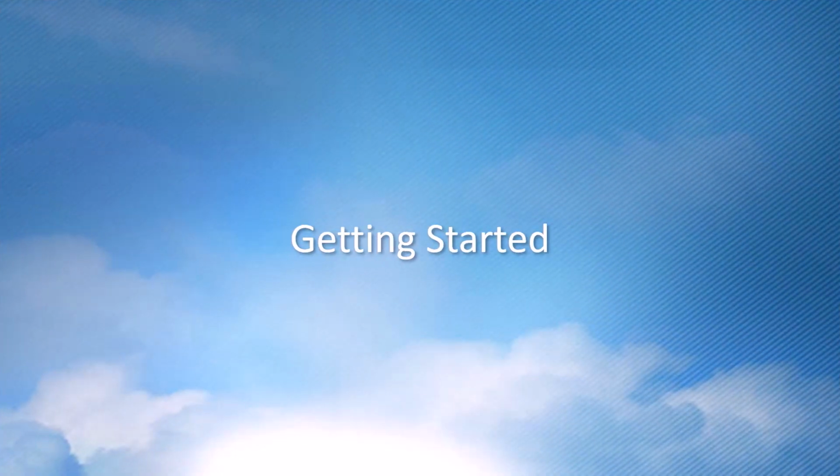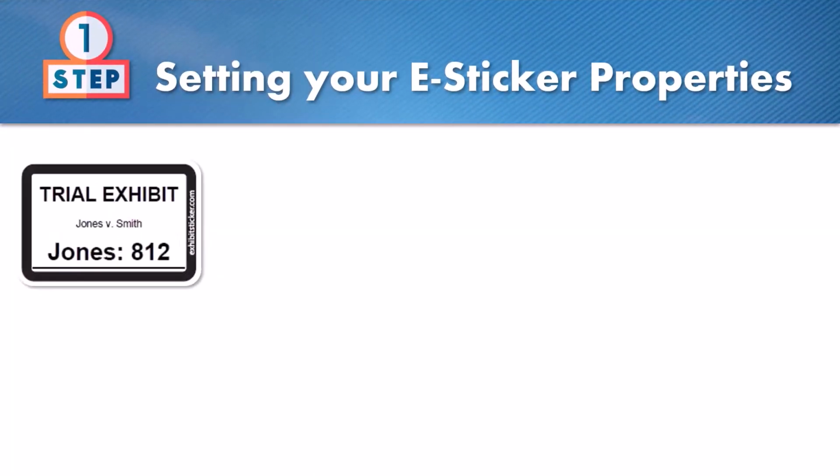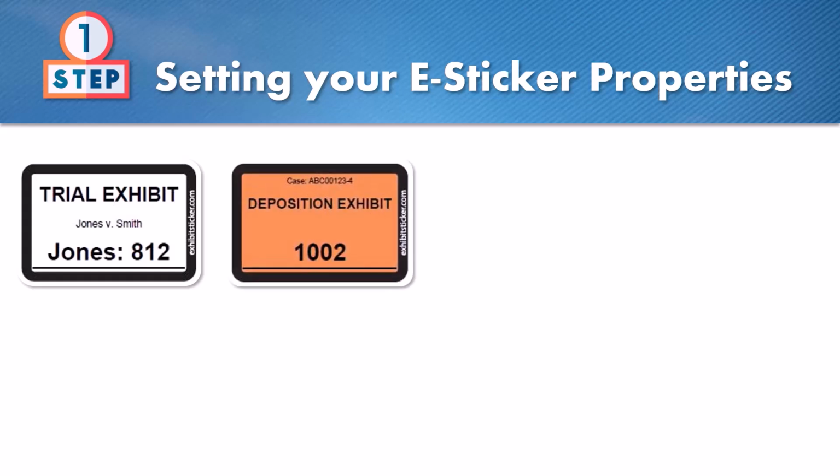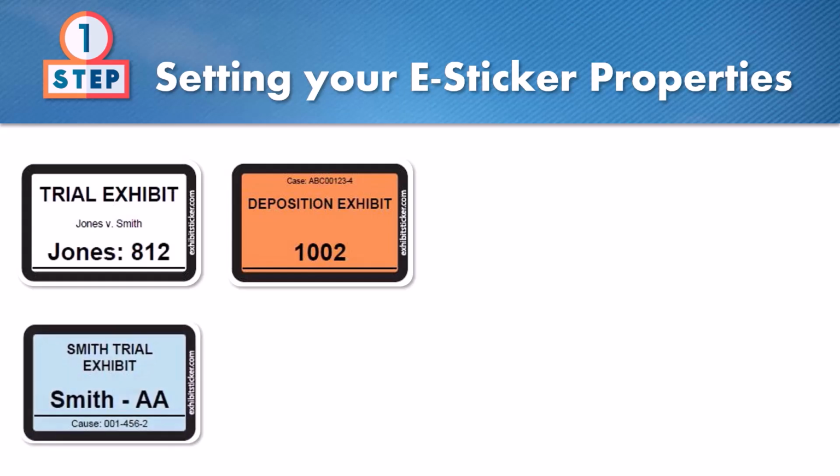Now, the very first thing you need to do is identify what it is you want your exhibit sticker to look like. What color does it need to be? Is it white, blue, yellow? We need to set that property. What does the title need to say? Is it a deposition exhibit? Is it a trial exhibit? Do you need to use numbers or letters in your exhibit stickering? We need to select which one you're going to use.